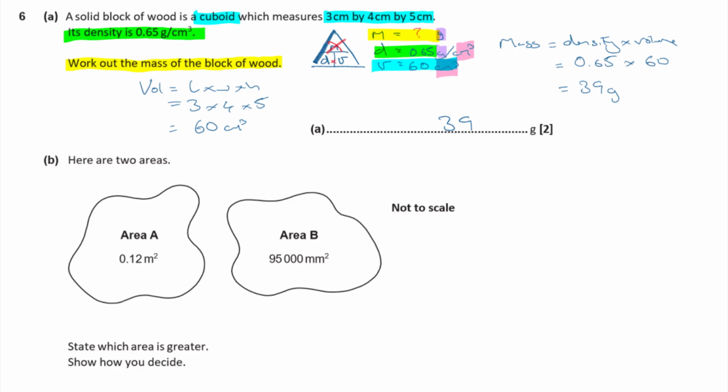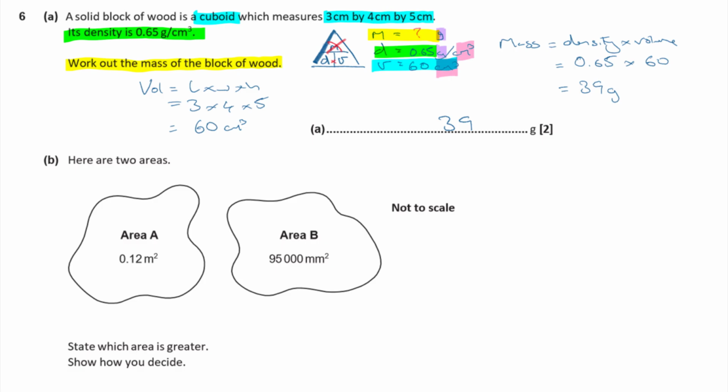Part B said, here are two areas. Area A has an area of 0.12 square meters, and area B has an area of 95,000 millimeters squared. State which area is greater, show how you decide. Okay. Now we need them both in the same unit, don't we, if we're going to compare them. It seems sensible to see meters squared as a decimal. Let's convert them both into millimeters squared.